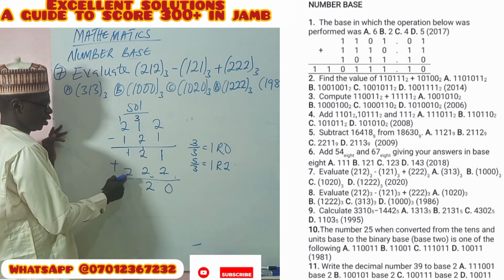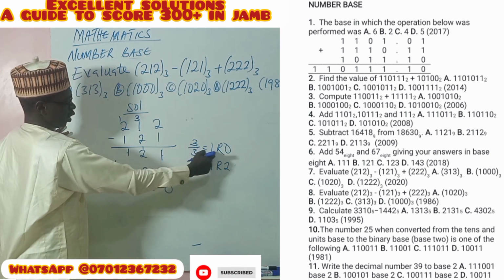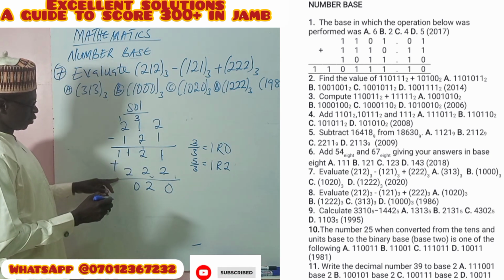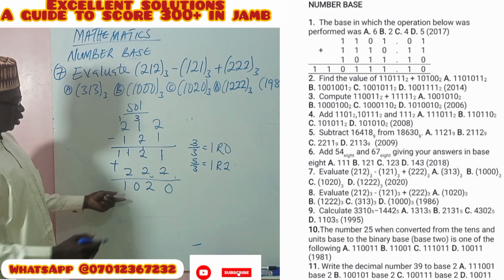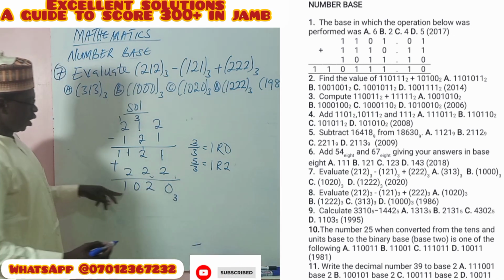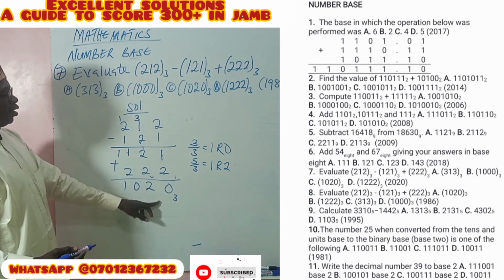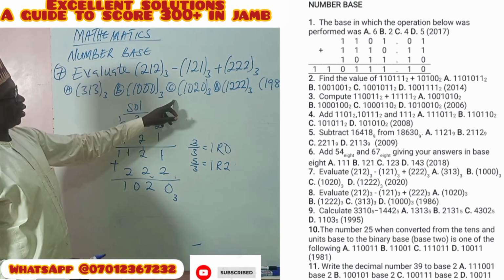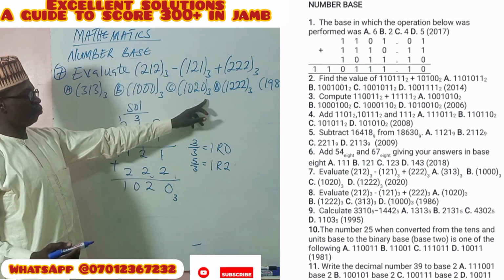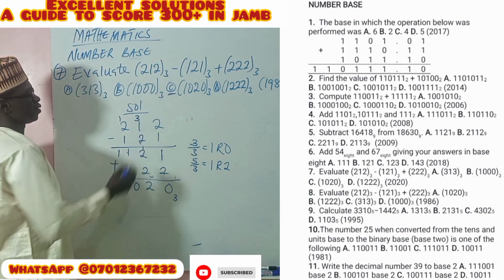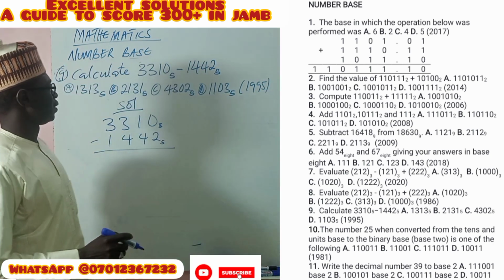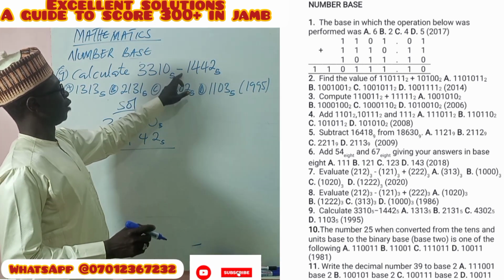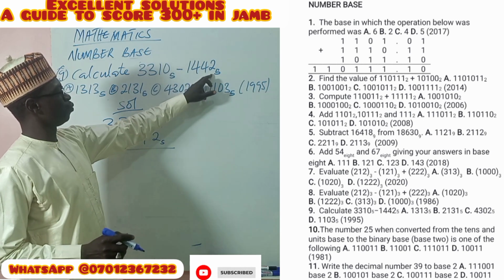1 plus 2 is 3. 3 in base 3 is 1 remainder 0. We put 0 and carry the 1 here. 1 plus nothing is 1. So if we look at it, this gives us 1020 in base 3. If we look at our options, in option C, we have 1020 base 3. The answer is C. Question 9 says calculate 3310 base 5 minus 1442 base 5.